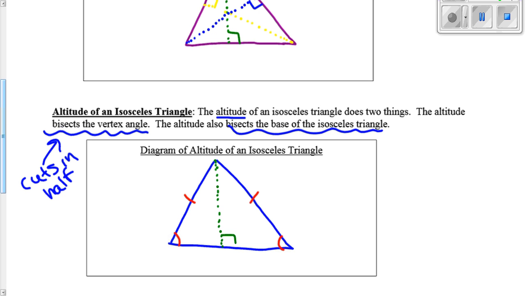First of all, we form a 90-degree angle here. But here's what else it does. This little piece is congruent to this piece, so I cut this whole line segment in half. I also know that this angle is congruent to this angle. So if that whole thing was 60 degrees, then each of these little parts would be 30. Just something to think about. We're going to use these concepts today as we try to find altitude lengths and side lengths of triangles.